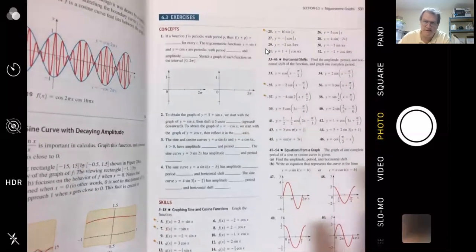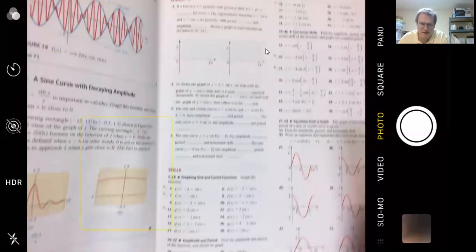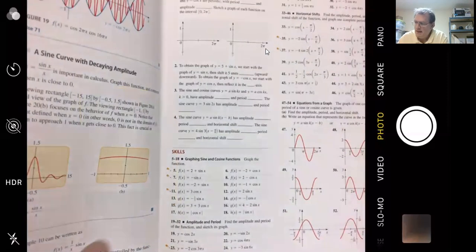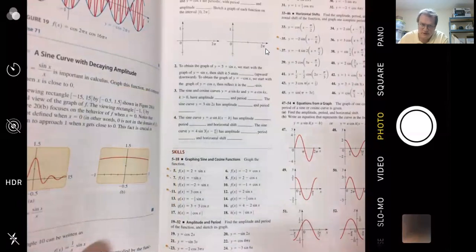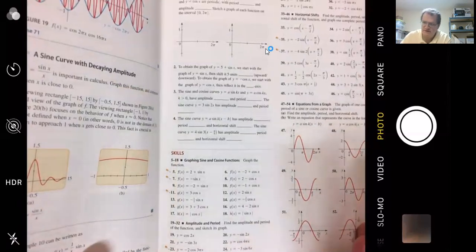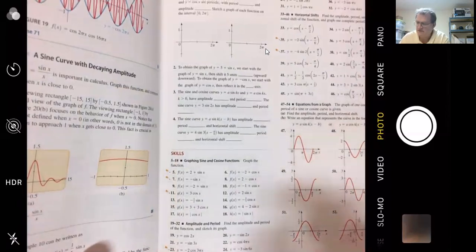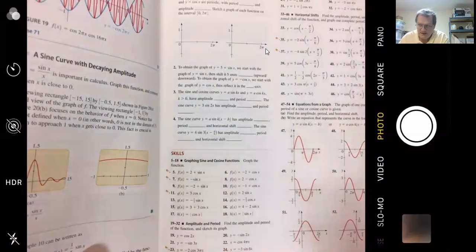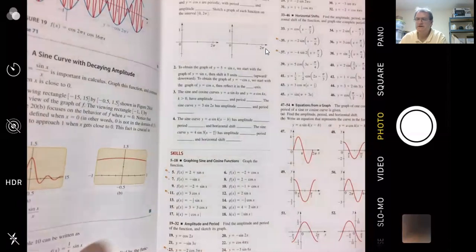And the book busts up the 6 functions, remember: sine, cosine, tangent, secant, cosecant, and cotangent. Turns out sine and cosine are their own kind of graphs, very similar. And the other 4 are completely different. So we do the other 4 next week in 6.4. Graphs of sines and cosines this week.